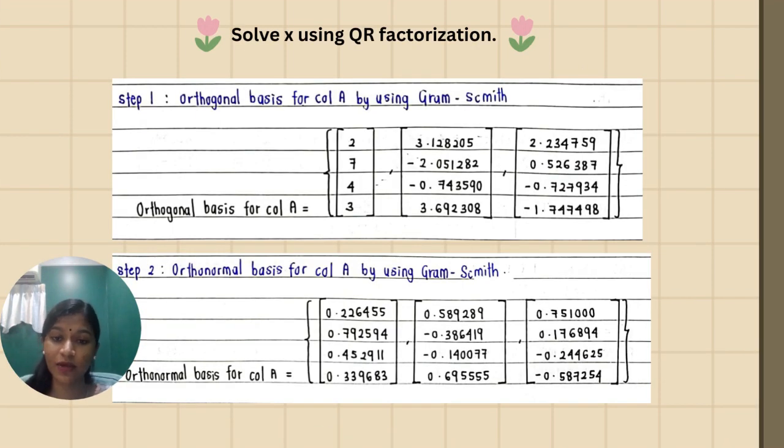Now we are going to look at how to solve x using QR factorization. The first step is to know the orthogonal basis of the column space of matrix A, which we have already found just now as below. The next step is to find the orthonormal basis of the column space of matrix A, which we have also found just now as below.